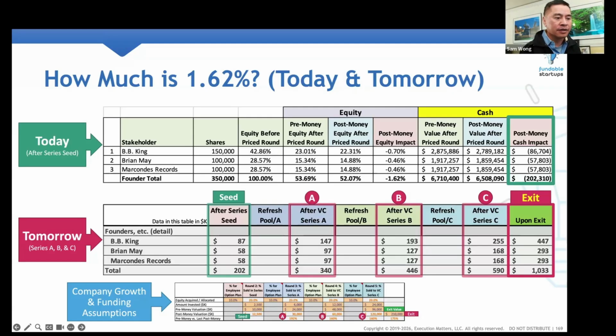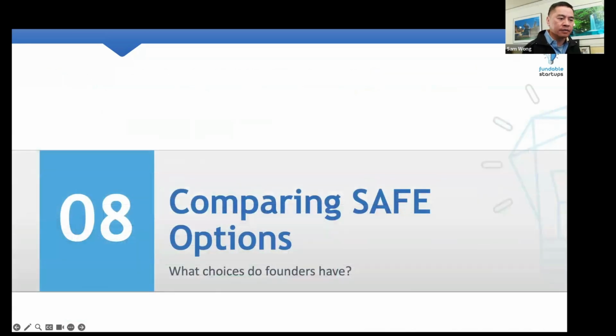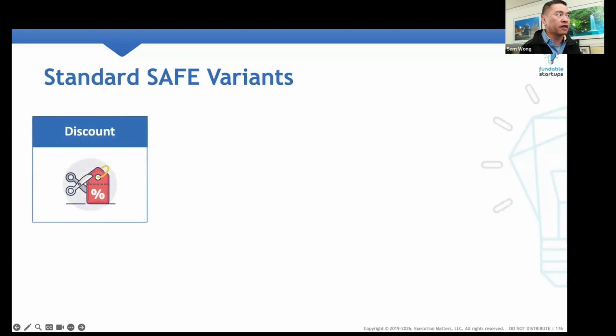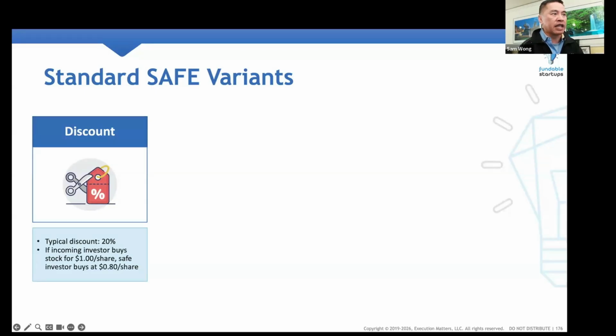All right, so let me cover a couple things, just finishing off some topics for completeness. There are several safe options. It's not only pre-money and post-money, there are also four different types of safes. You have a discount safe where the conversion math is affected by a discount that you offer. It's usually 20%. So conceptually, if the investor buys stock at a dollar a share, with a 20% discount safe you would get your shares at 80 cents. Pretty simple and straightforward.